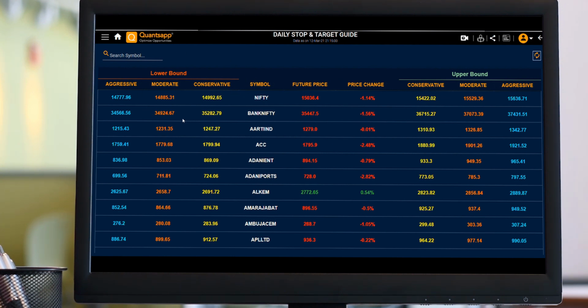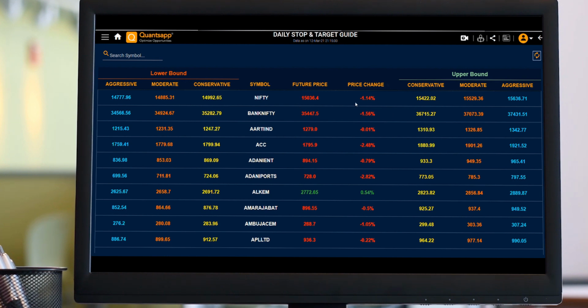So on the left hand side, we get to see the lower bounds for each and every script. Taking the example of Nifty, 14,992.65 should be my ideal lower bound, IV based lower bound. If I am a moderate trader, I should consider 14,885.31 as my moderate lower bound. Similarly, if I am an aggressive trader, I should consider 14,777.96 as my aggressive lower bound.